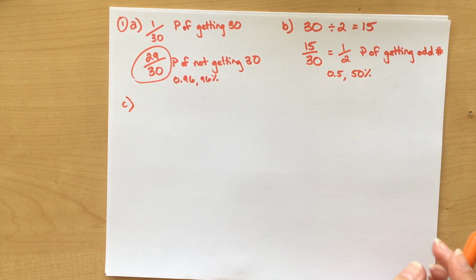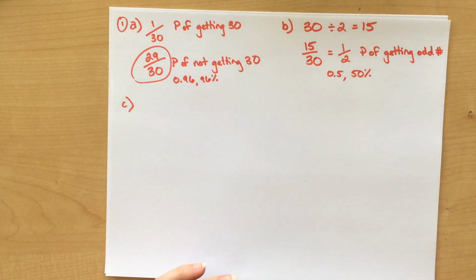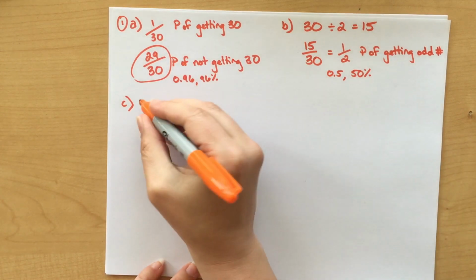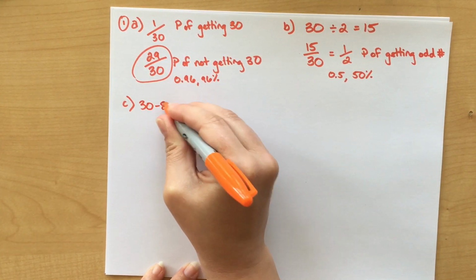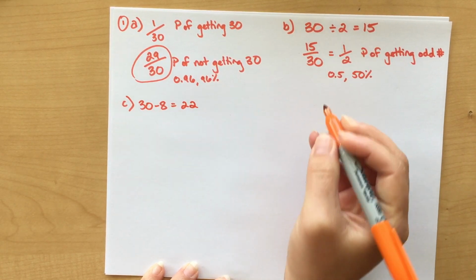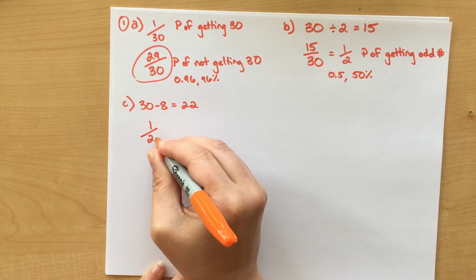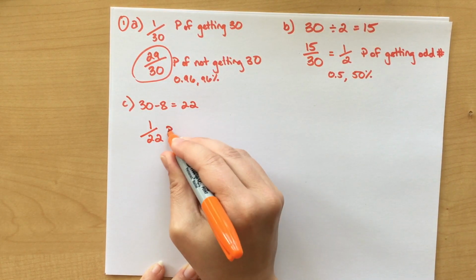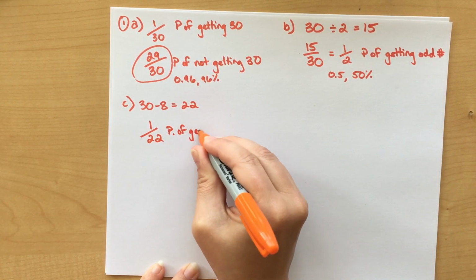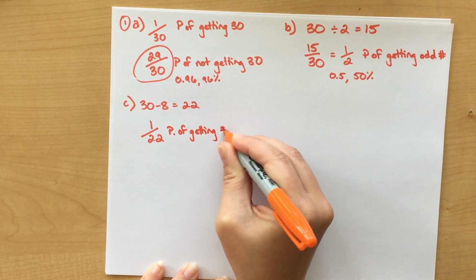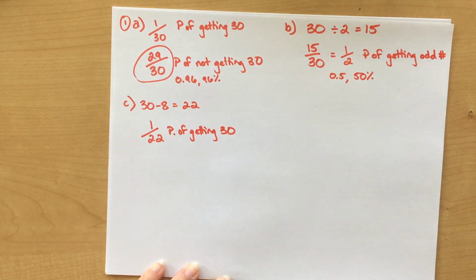Then for C, cards 3, 7, 9, 12, 13, 20, 23, and 29 are removed. Now what are the chances of selecting a card with the 30 on it? Now I want the actual card of 30, but I've removed cards. How many cards have I removed? 1, 2, 8 cards. So 30 minus the 8 gives us 22. I want that 30 card, and there's only one of them, so it's a 1 out of 22 chance. That's the probability of getting 30 now that I've removed all of those other cards.